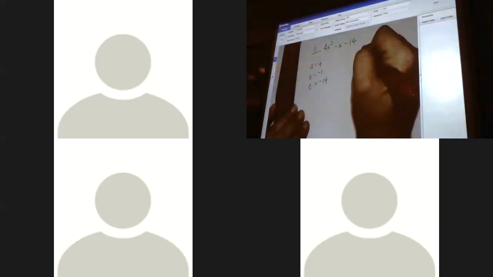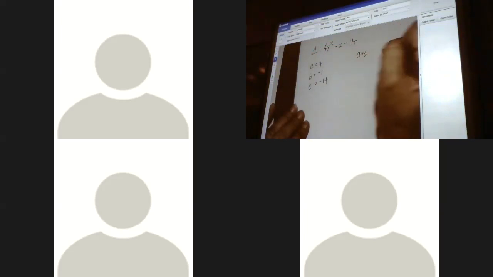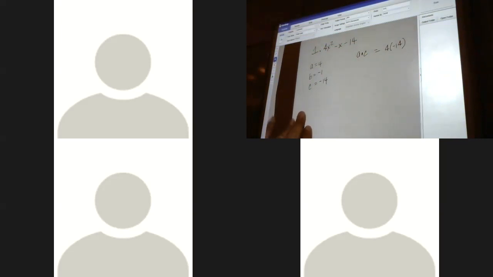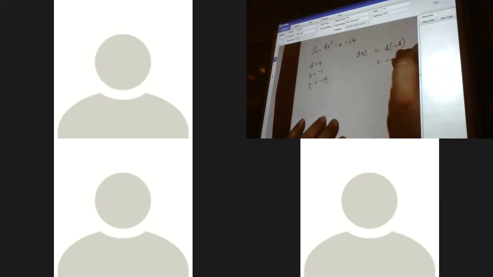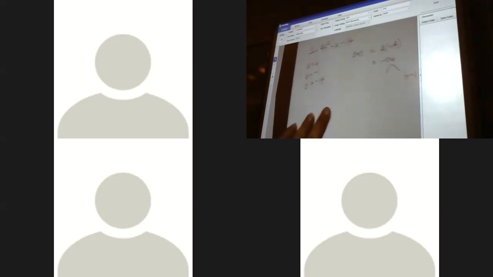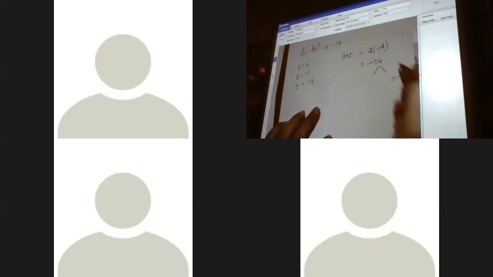So then you're going to multiply A times C. That's 4 times -14, which is -56. So now you're looking for factors of -56 that are going to add up to -1. 7, -8.